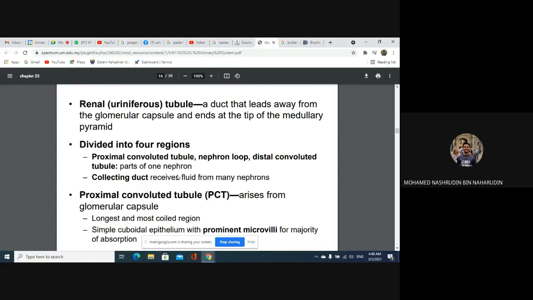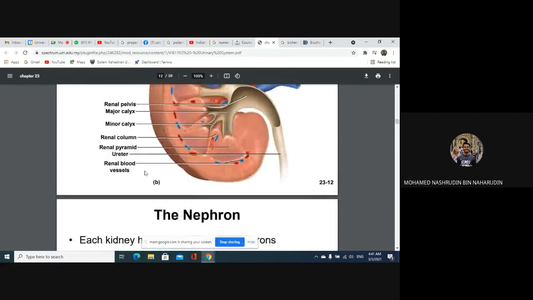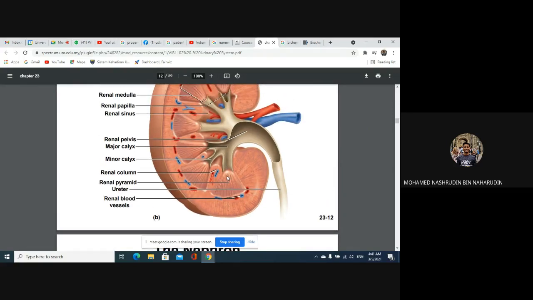Renal tubule, or uriniferous tubule, is a duct that leads away from the glomerular capsule and ends at the tip of the medullary pyramid. The end of the medullary pyramid means the end of here. It's here, the end of the pyramid. This whole thing is the pyramid. We call it the renal pyramid.